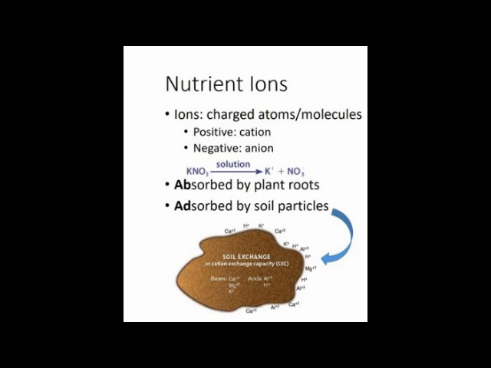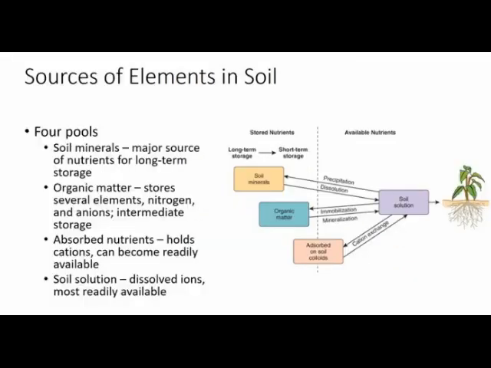So why do we have to have something like nutrient ions? Well, ions are charged atoms or molecules. They have positive and they have negative, and those ions are absorbed by plants' roots. And they also are adsorbed by soil particles. So when you look at the source of elements in the soil, you have 4 pools: soil minerals, organic matter, adsorbed nutrients and soil solution. So you can put them in 2 groups, and that is stored nutrients and available nutrients.